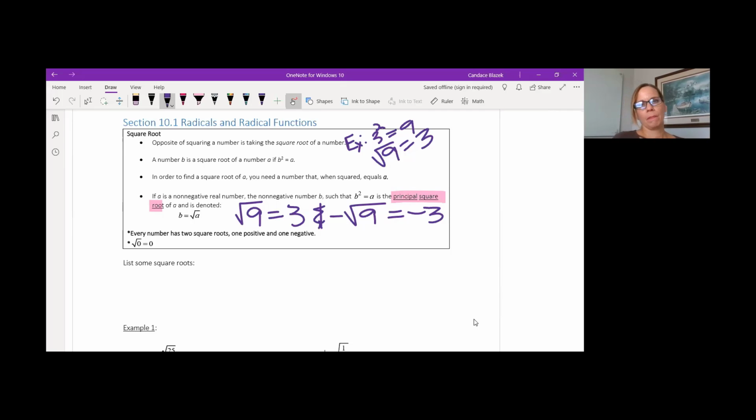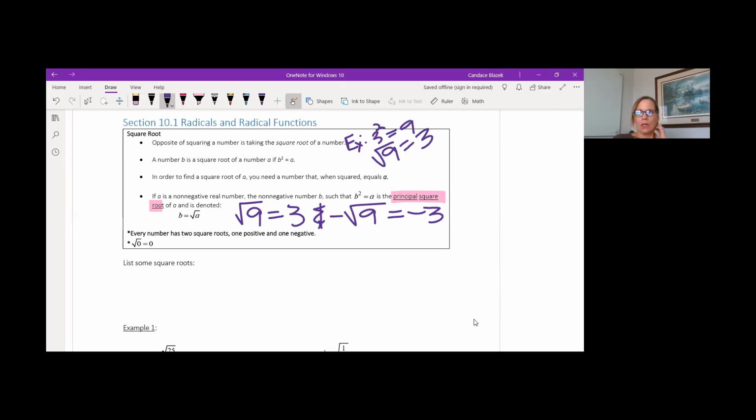Couple more things. Every number has 2 square roots, one positive and one negative. Again, but that square root sign means the principal or the positive square root. And one last thing is the square root of 0 is 0. So we need to put that in the definition. So we'll list some square roots.